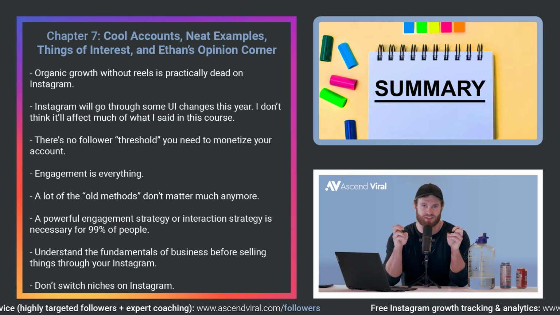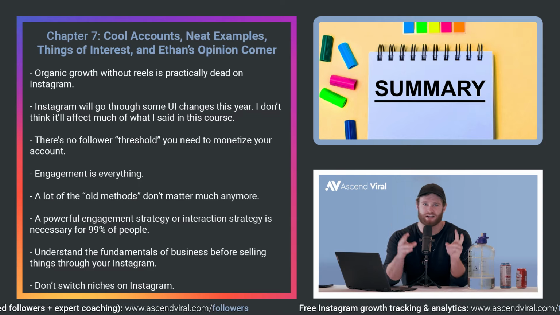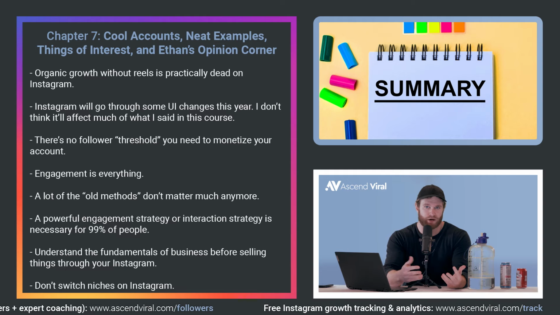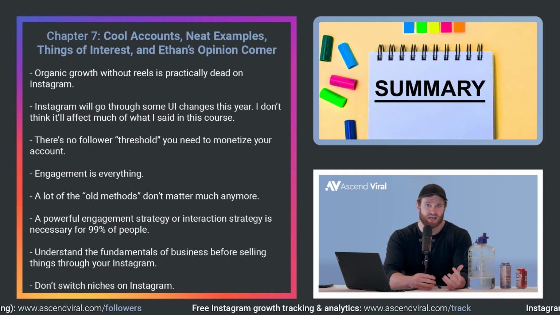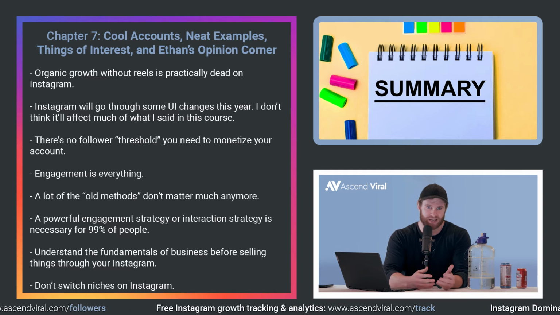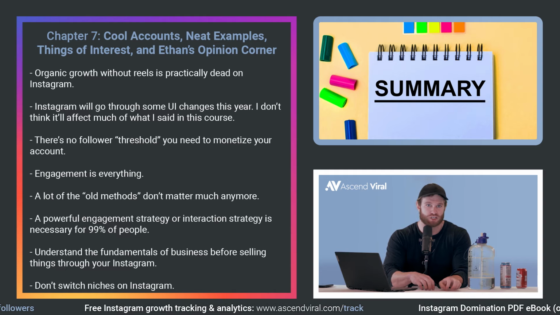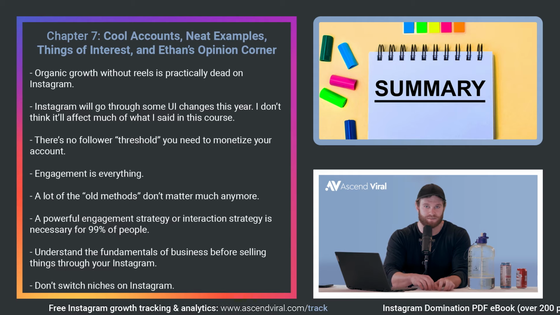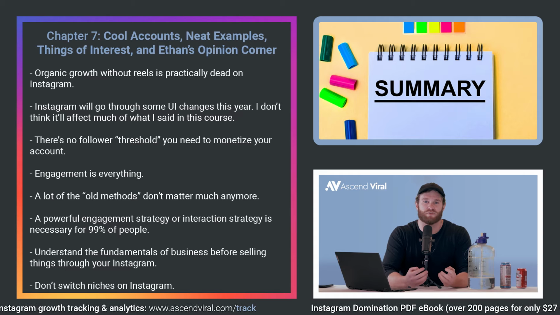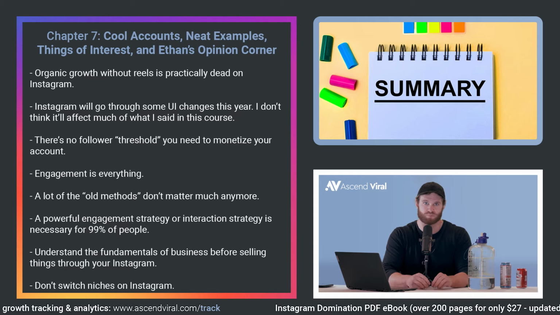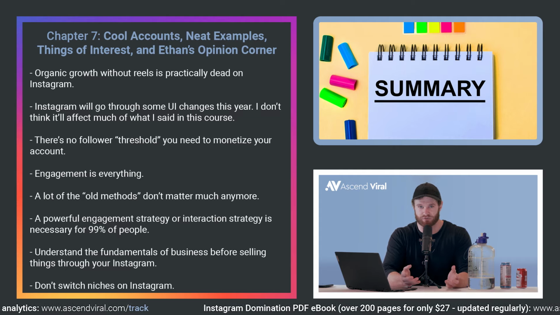A lot of the old methods don't matter much anymore. Finding the best time to post doesn't matter that much. Finding the perfect hashtags doesn't matter that much. Optimizing your bio and your profile picture doesn't matter nearly as much as it seems. It's all going to come down to your ability to create engaging content. If you can create engaging content, then you'll get organic reach on the Explore, on the Suggested, and you'll get followers. An effective engagement strategy or interaction strategy is necessary for 99% of people who want growth. The worse your content is, the more you'll need to interact with others to grow, and vice versa.